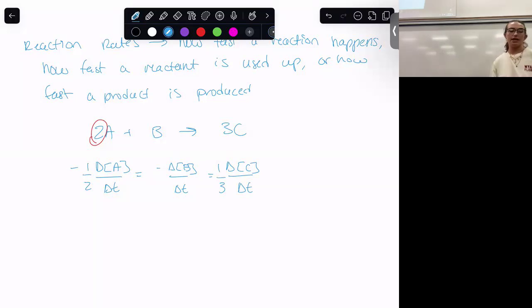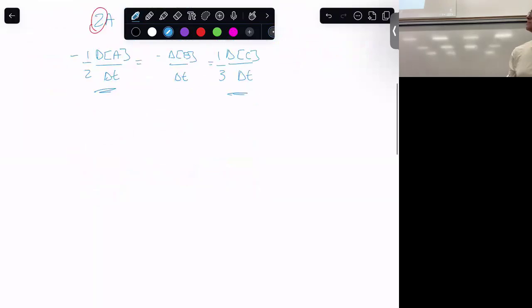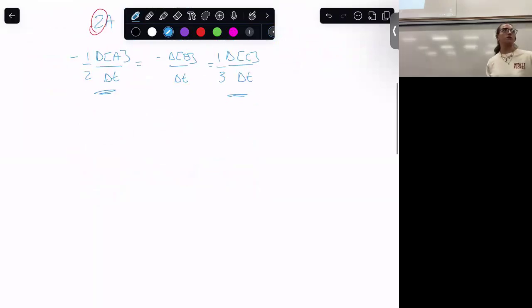So in the same way that we could say A is being consumed twice as fast as B, we can say that C is being produced 3 times as fast as B is being consumed. Okay, and then you can do the math for the A to C, right? You could also make a relationship there because all of those were going to be equal, right? So you could also say that this is equal to this directly. Okay, so that's one way to show rates. Any questions on that?